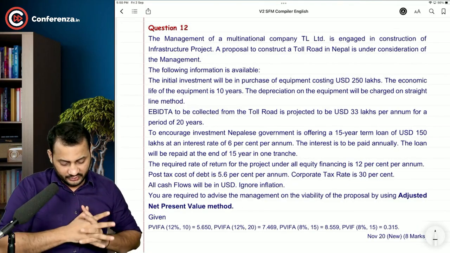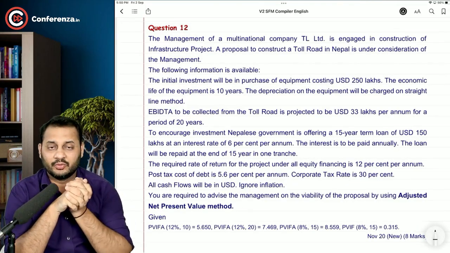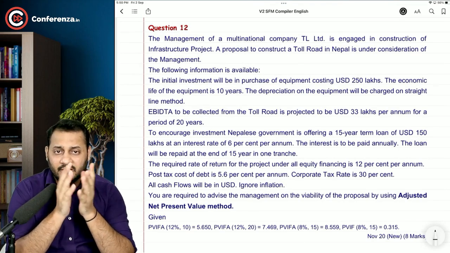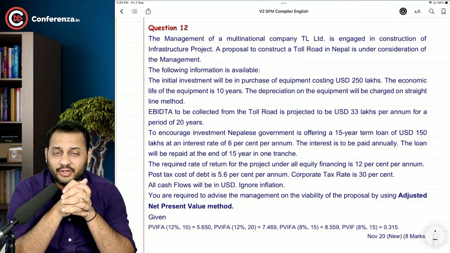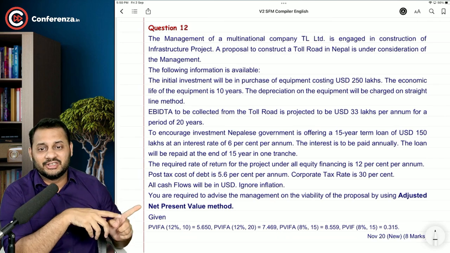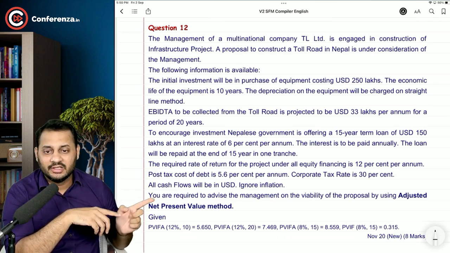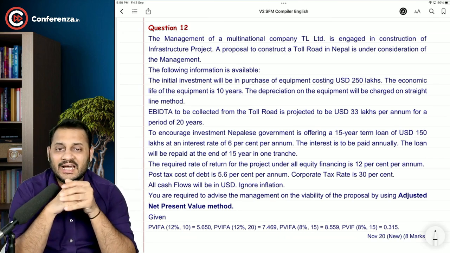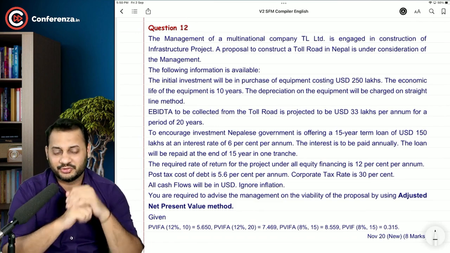So question number 12 is going to be the next question where we are going to learn one new concept. Till now we have solved questions where we have calculated net present value. But what about adjusted net present value? If you look at this, this is where we are going to calculate adjusted net present value. Have a look at this question.